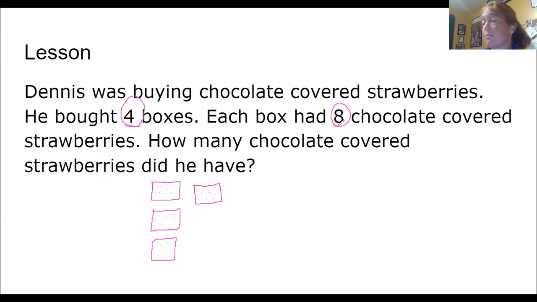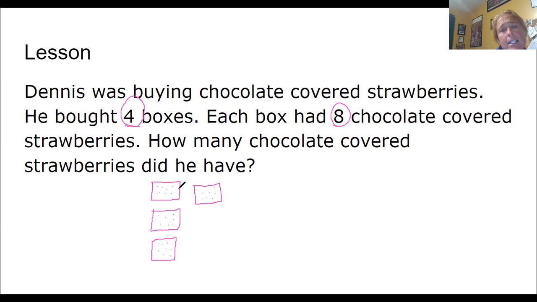Now, as you can see, Ms. Fogelman didn't draw an elaborate picture. She has the rectangles for her boxes and the dots for her strawberries. Now, be very neat when you do your boxes and your strawberries. That way, it's easier for you to count when you're done.